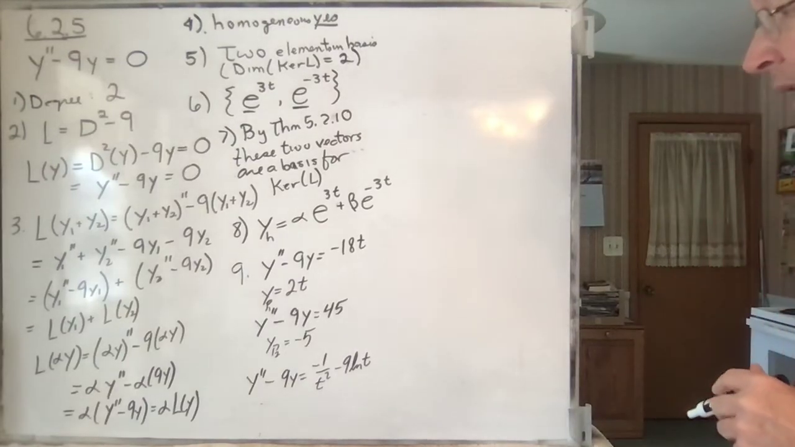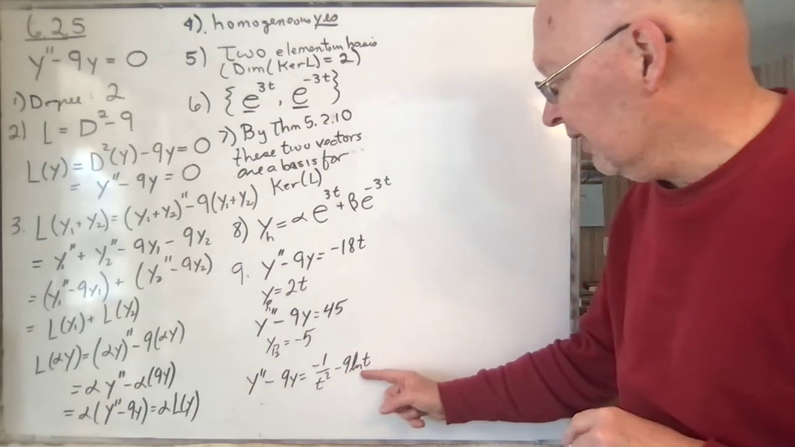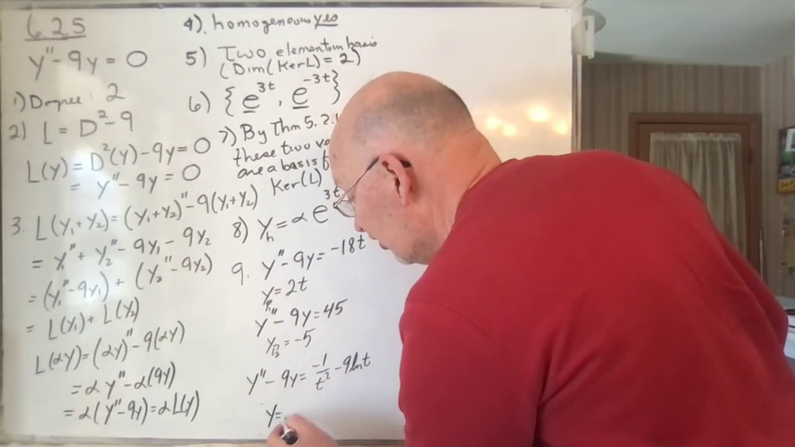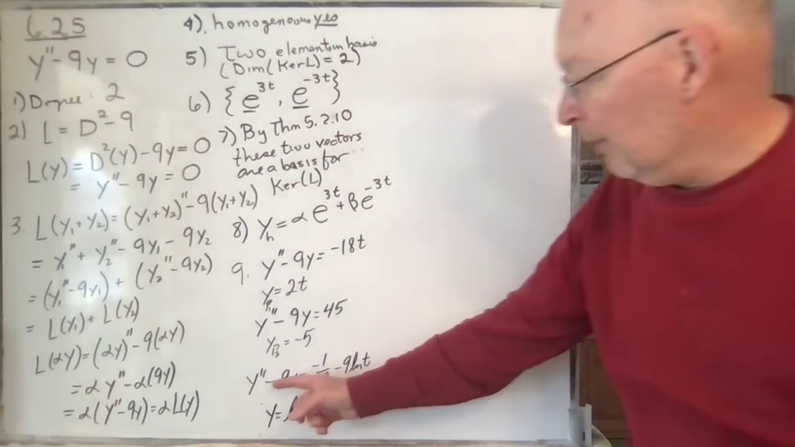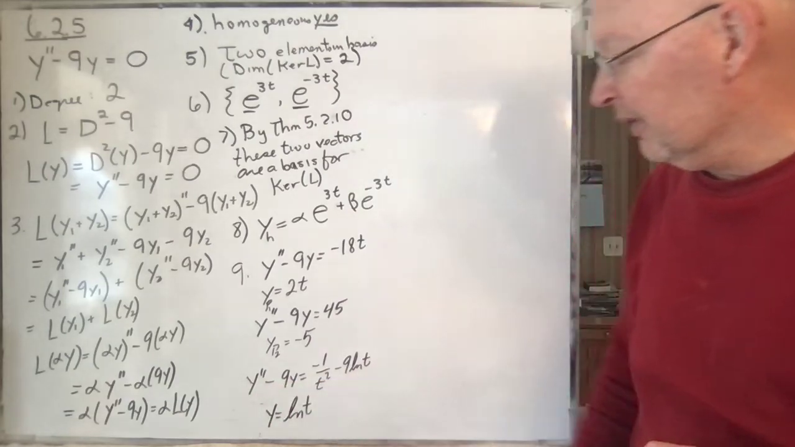Think about it a little bit. This function looks very much like this. So if you let y be equal to just the ln of t, then you're going to end up with 9 ln of t here. What happens when you take the second derivative of the ln of t?